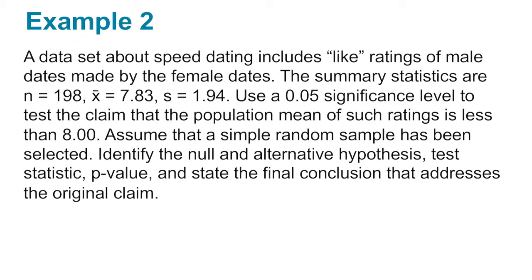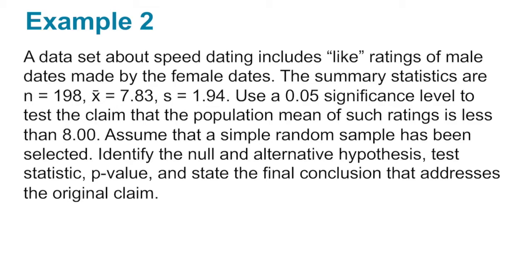Example 2. A data set about speed dating includes ratings of male dates made by female dates. The summary statistics are n equals 198, x bar equals 7.83, s equals 1.94. Use a 0.05 significance level to test the claim that the population mean of such ratings is less than 8. Assuming that a simple random sample has been selected, identify the null and alternative hypotheses, test statistic, p-value, and state the final conclusion that addresses the original claim.